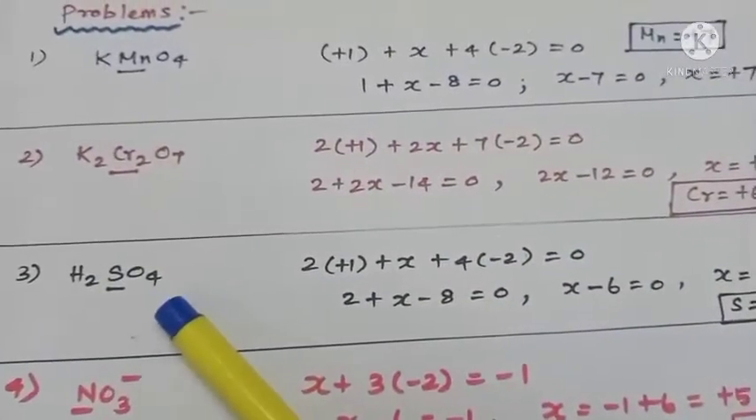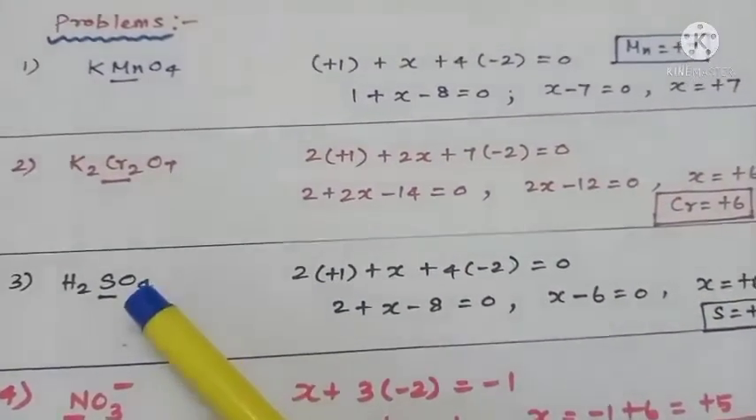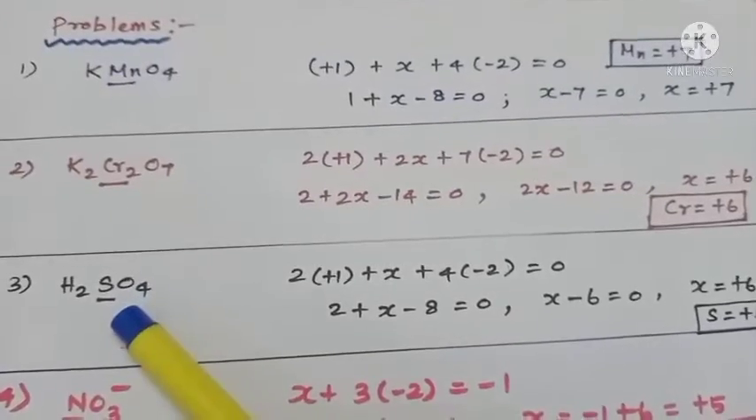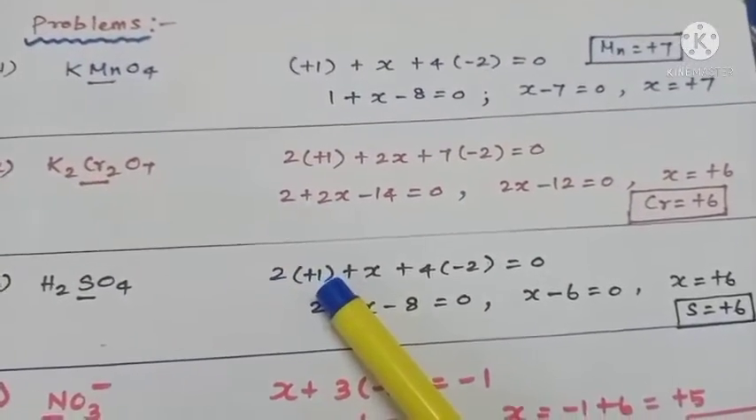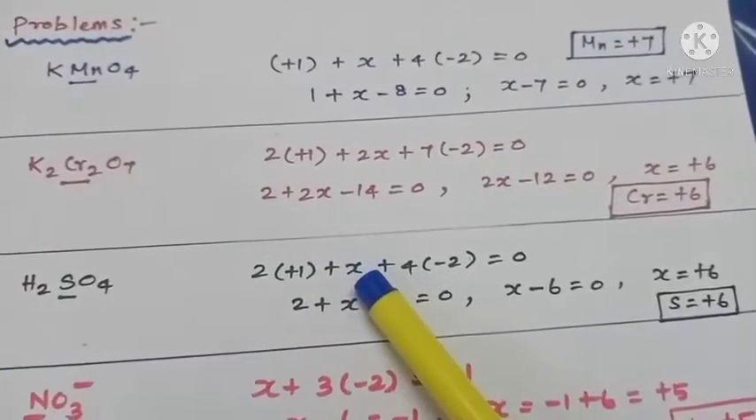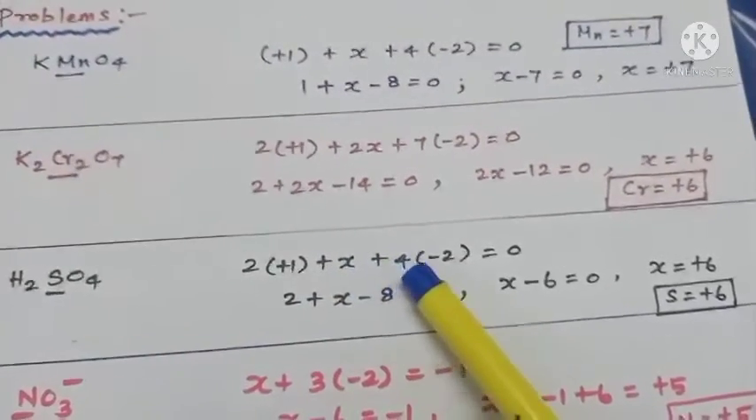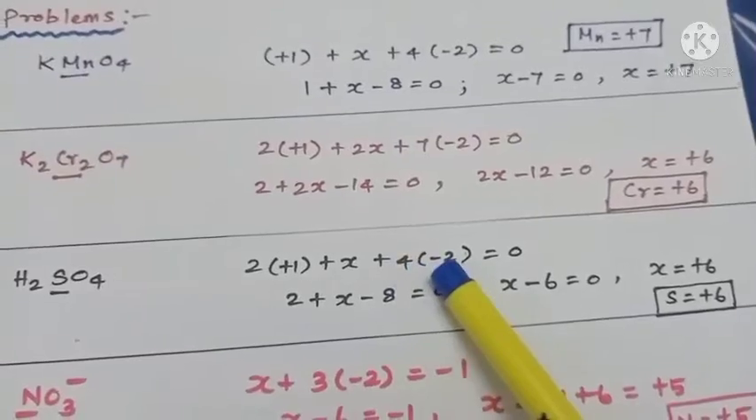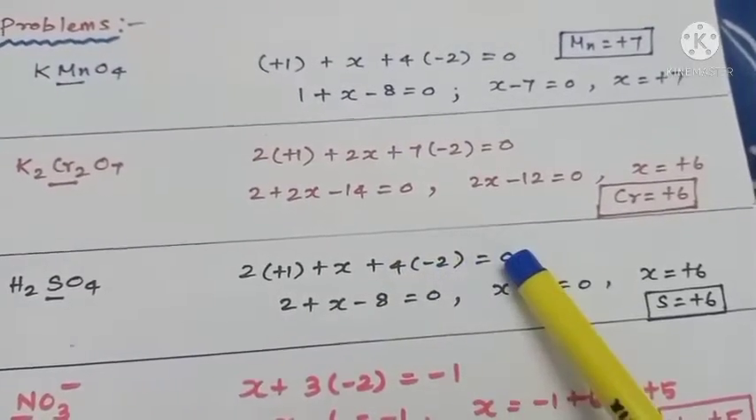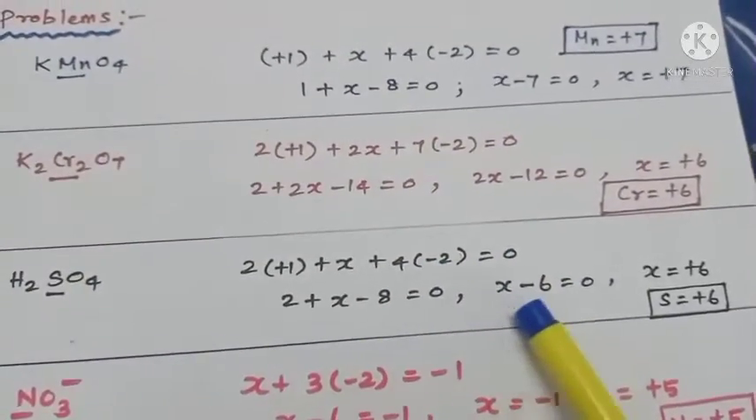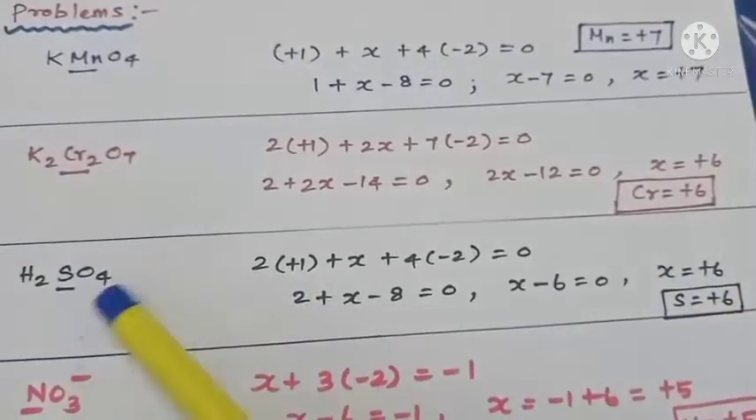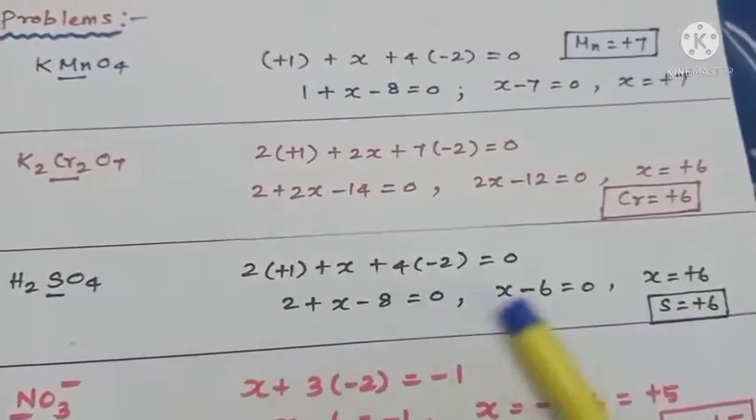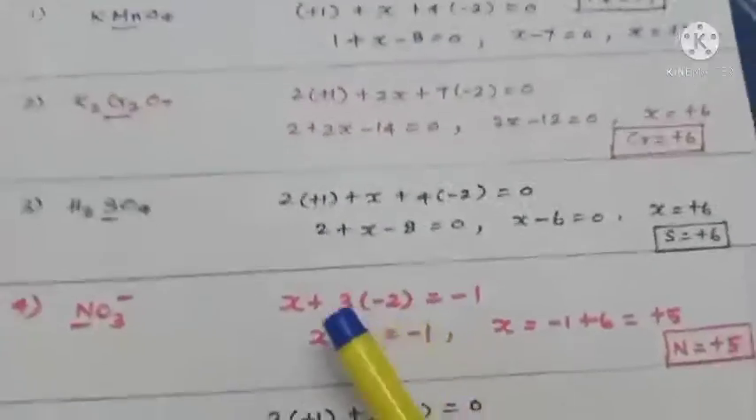The third example, H2SO4, sulfuric acid. We have to calculate the oxidation number of the sulfur atom. Hydrogen, 2 atoms with oxidation number +1, plus the oxidation number of sulfur, we take it as X, plus 4 oxygens into their oxidation number -2, equal to 0. So X - 6 = 0, X = +6, which means in sulfuric acid the oxidation number of sulfur is +6.